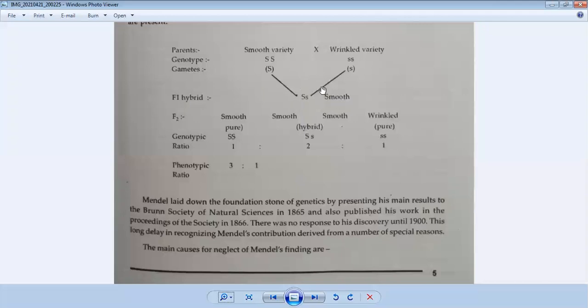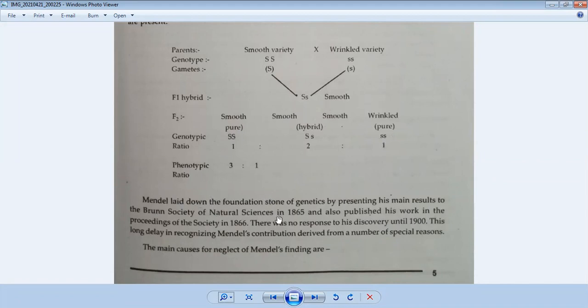And this hybrid variety, it is smooth because the dominant character that is a smooth. So this dominant character is expressed and another character does not express, but there is presence of that another character that is a recessive character. In the F2 generation, the smooth and wrinkle. Smooth means it is a pure variety. Then these smooth, these are the hybrid variety, and this is a wrinkle variety. So the ratio we will get, that is 1:2:1, in case of the genotypic ratio; phenotypic ratio is 3:1.